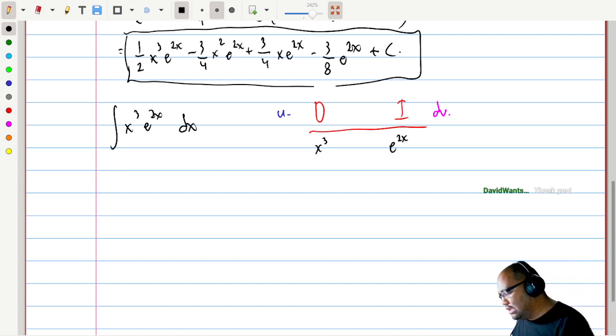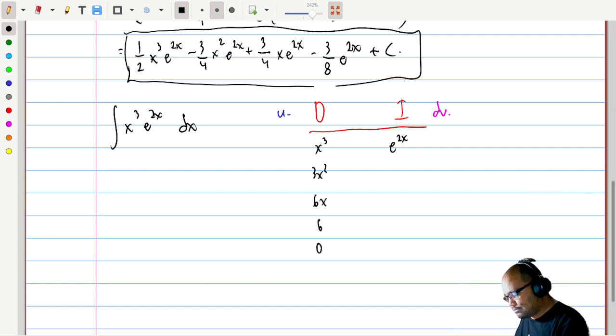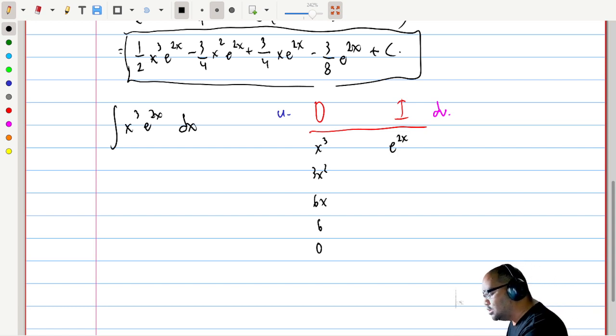Okay? And we're going to differentiate on the D column until it vanishes. So we'll get 3x squared, 6x, 6, 0. And then I'm going to integrate as many times as I differentiated in the I column. So each of these is just going to be dividing by 2. So 1/2 e to the 2x.